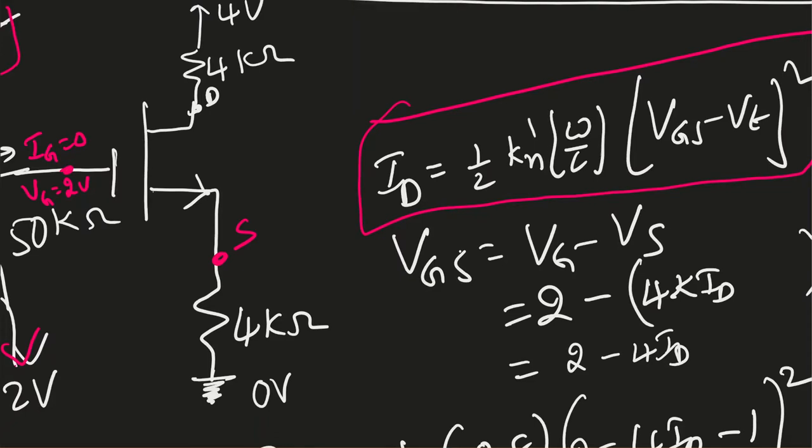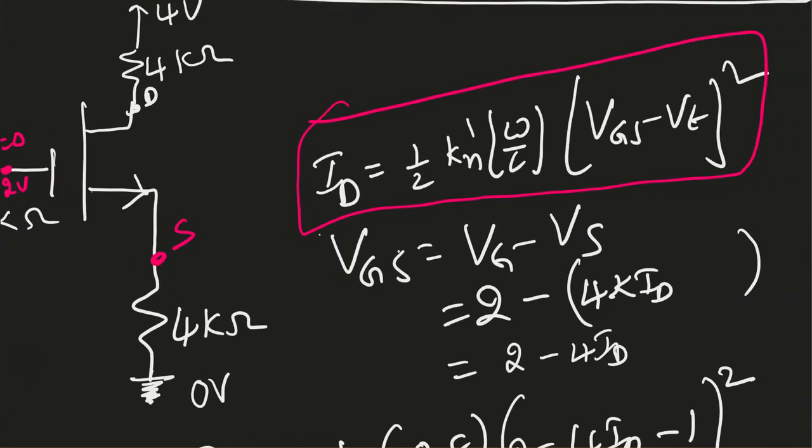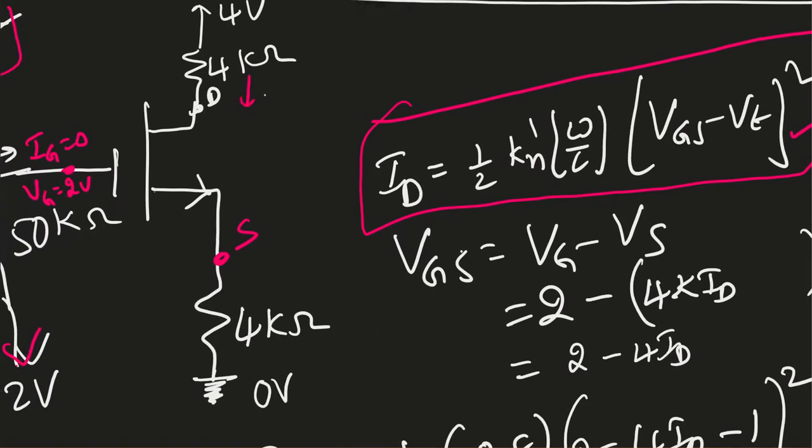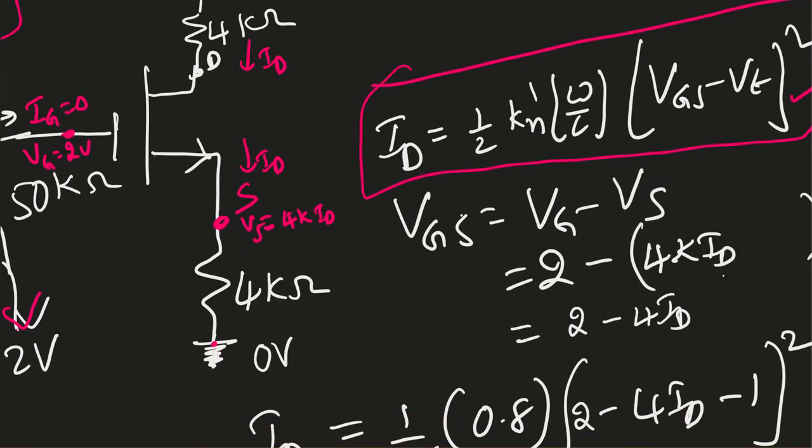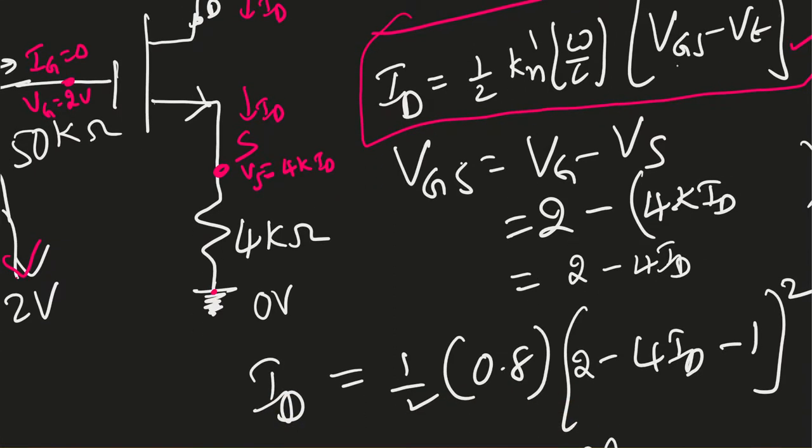So I'm going to assume this is in saturation mode, and in saturation mode, this is the equation for the current. VGS is nothing but Vg minus Vs. We know Vg, which is 2 volts. I know the current here is ID, the same current goes through that, which is also ID. So I can say Vs minus 0, because the voltage here is 0, equals 4K times ID. Vs is nothing but 4K times ID. If I take ID in milliampere, kilo and milli get cancelled out, so 2 minus 4 ID. So I substituted the values.